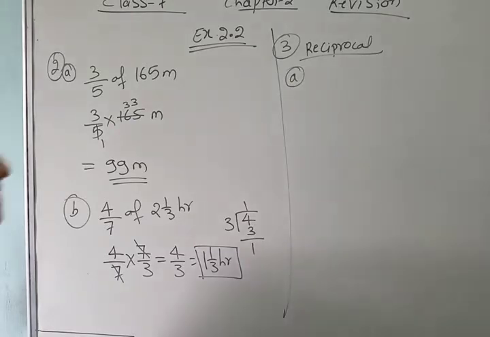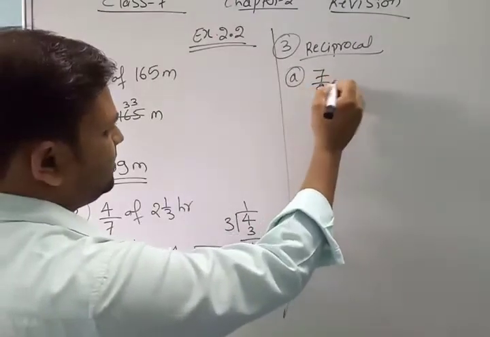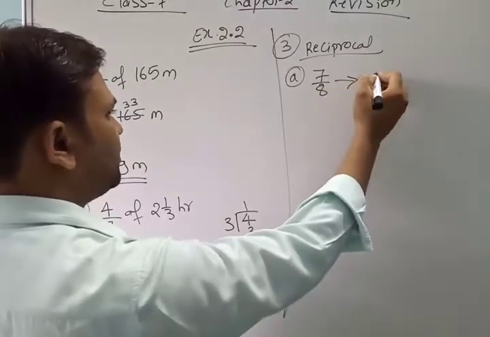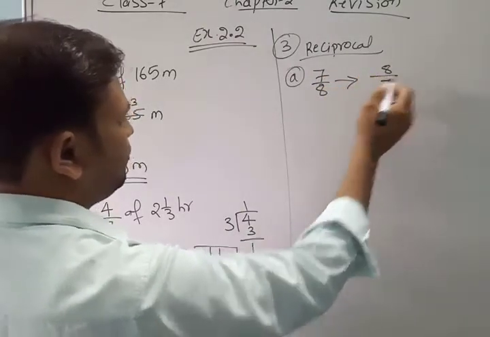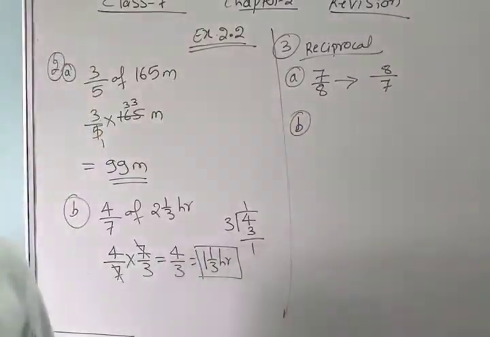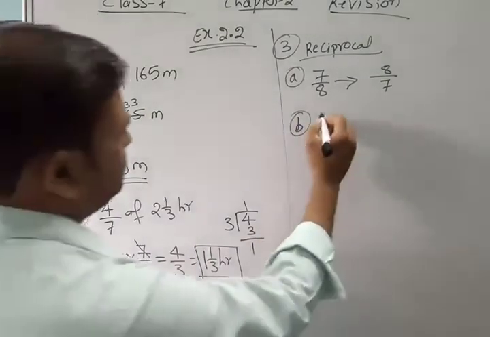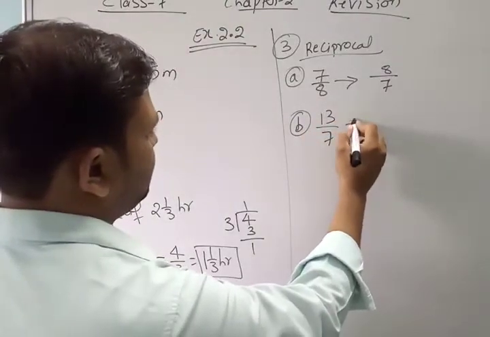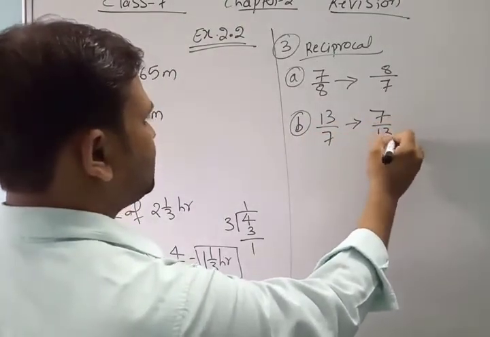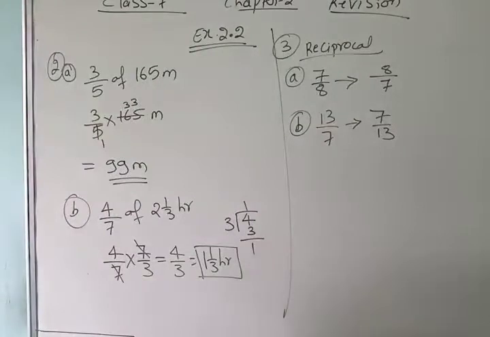Means our first is 7 by 8. Just reverse the number. Numerator को denominator में लिखना है, denominator को numerator में. It is the reciprocal. B. 13 by 7. Just reverse it. 7 by 13 is the answer of reciprocal. Reciprocal is easy. Then come on fourth question.